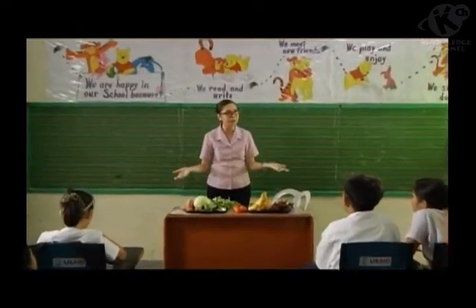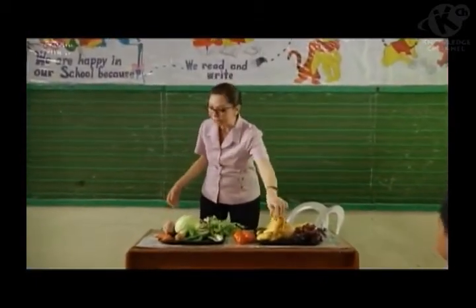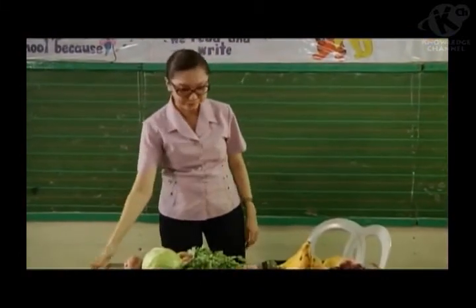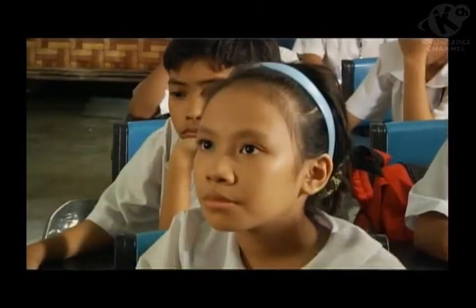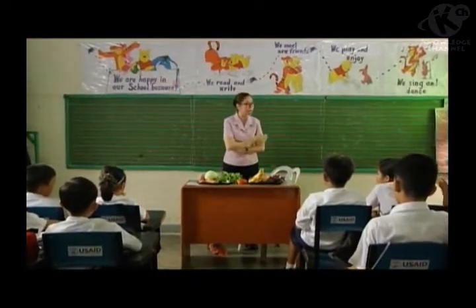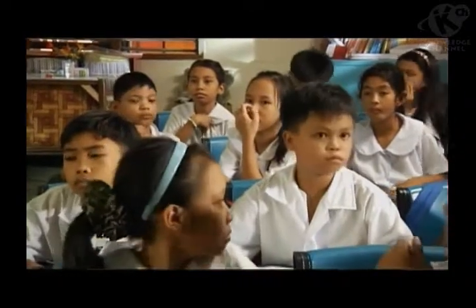And what does edible mean? Edible means you can eat something. Like you can eat the banana, you can eat the kamote, but you cannot eat the table. Now that we know the definition of a fruit, who can give me the definition of a vegetable? Does anyone know? No one?